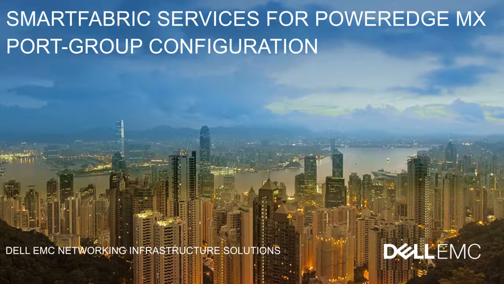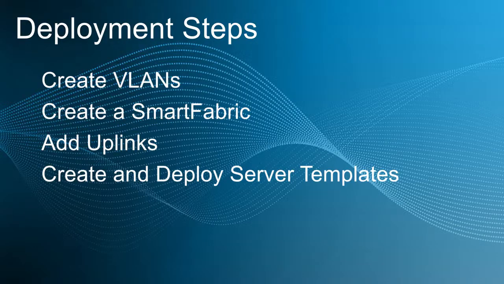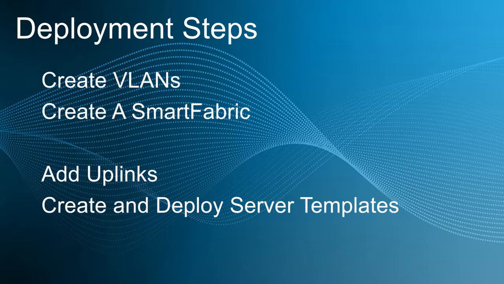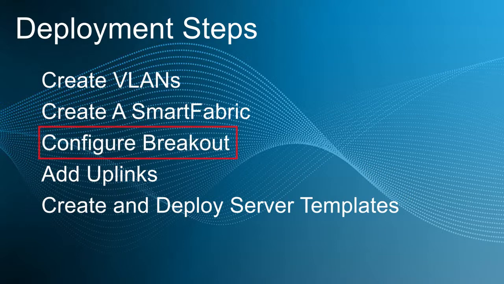Hello, this video shows the SmartFabric services for PowerEdge MX port group configuration. The deployment steps include creating VLANs, creating a SmartFabric, adding uplinks, and creating and deploying server templates. If required, the configuration of port group breakouts should be done after creating a SmartFabric and before adding uplinks.